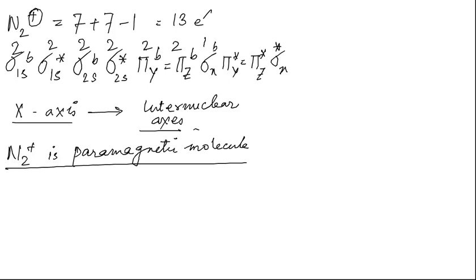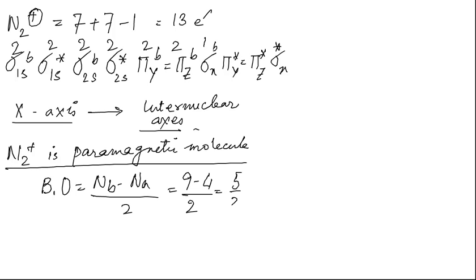We can also calculate the bond order for N2 plus. It is equal to Nb minus Na divided by 2. The number of electrons in the bonding orbital is 2, 2, 4, 5, 6, 7, 8 and 9. And there are 2 and 2, 4 electrons in the antibonding orbital. So it is equal to 9 minus 4 divided by 2, which is 5 by 2. So the answer is 2.5. The bond order for N2 plus is 2.5.